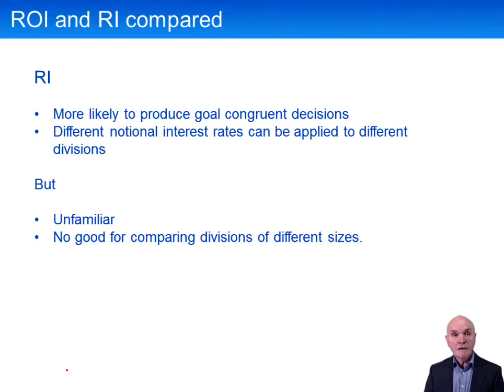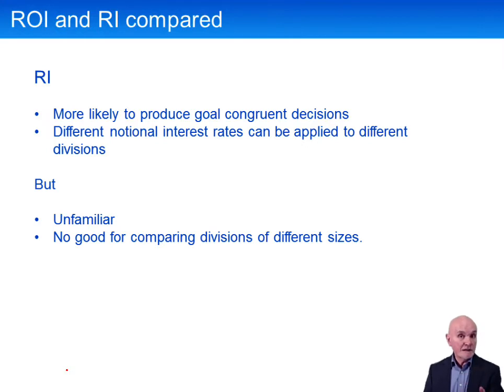And so you can require a risky division to have a higher hurdle to pass before it gets into positive residual income. However, it is unfamiliar to people, and one of its big faults is it's no good at really comparing divisions of different sizes. A division which is twice the size of another, all things being equal, will have residual income twice the size.